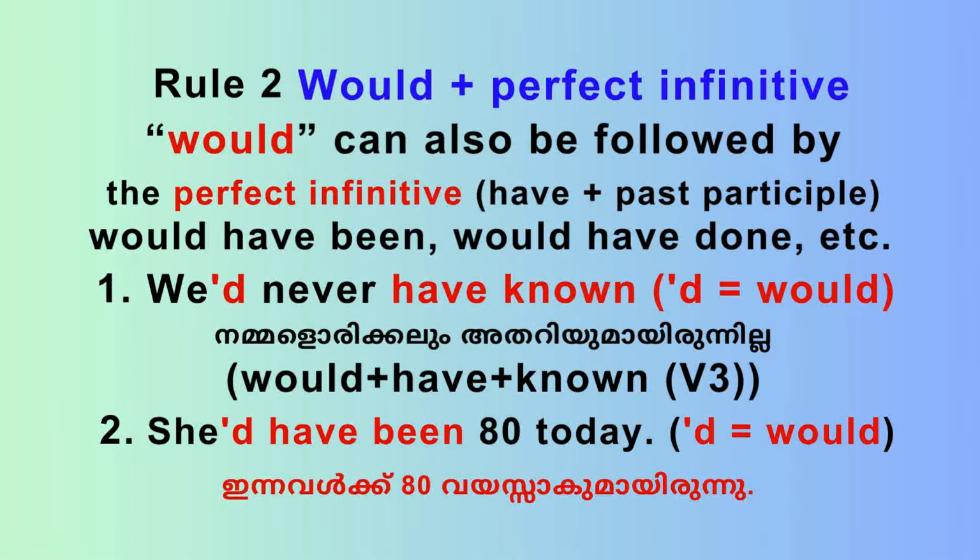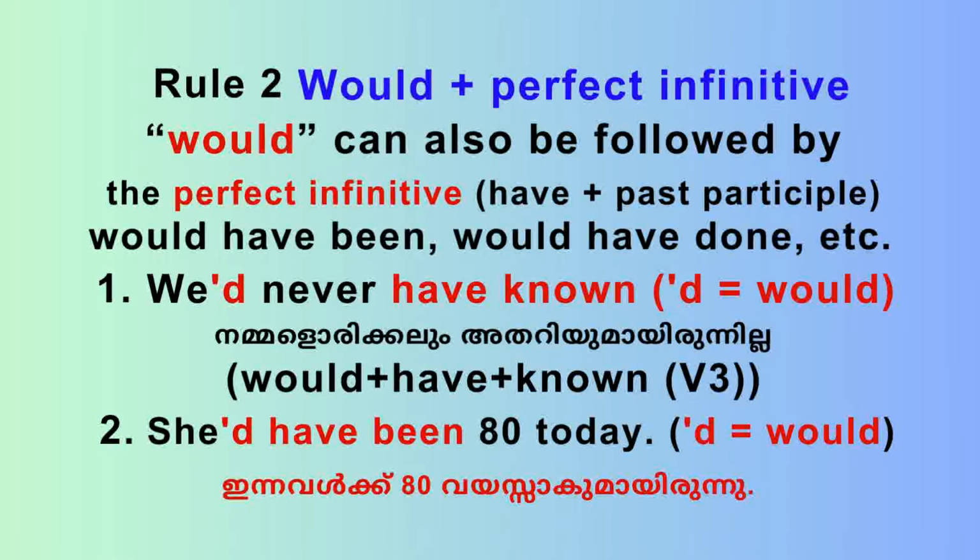Let's go to rule number 2. Would plus perfect infinitive. Would can also be followed by the perfect infinitive, have plus past participle. Would have been, would have done, etc. For example, we'd never have known. Contraction 'd means would. Would plus have plus past participle form known.